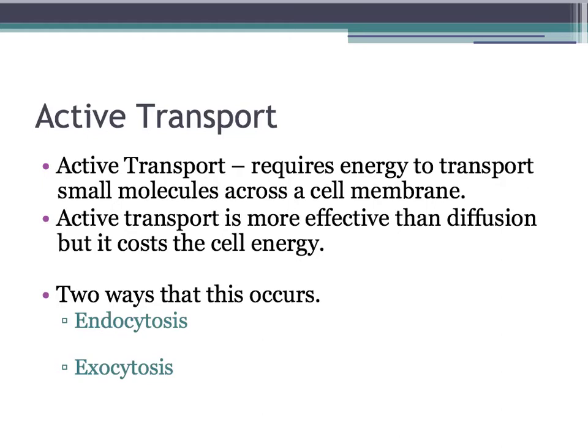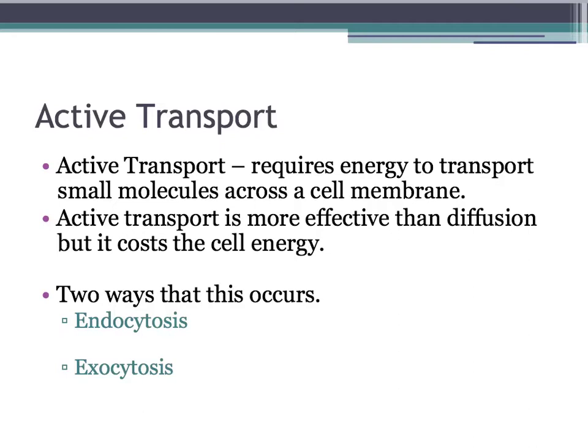So in the last section, we talked about facilitated diffusion, where some things cannot go through osmosis, so they go through these protein channels to get in, moving from areas of high concentration to areas of low concentration. So what happens when we want to go against that concentration gradient, when we want to go from low to high? That is where active transport comes into play.